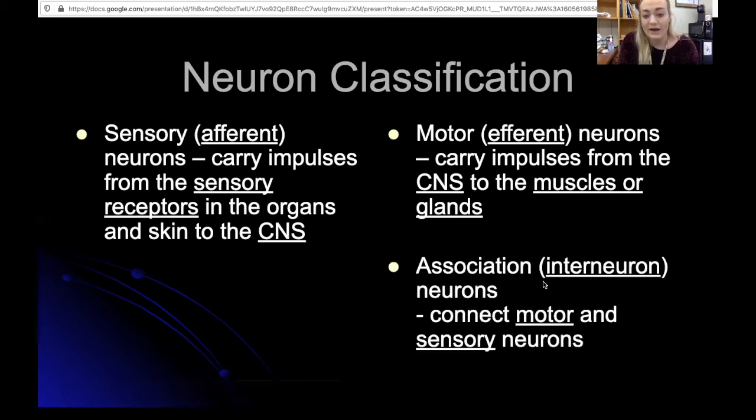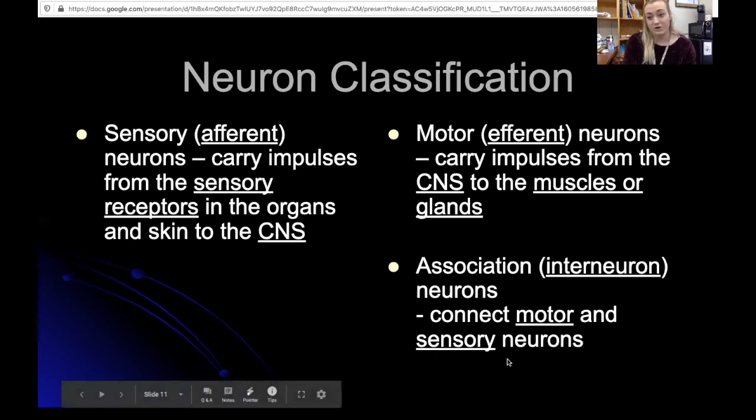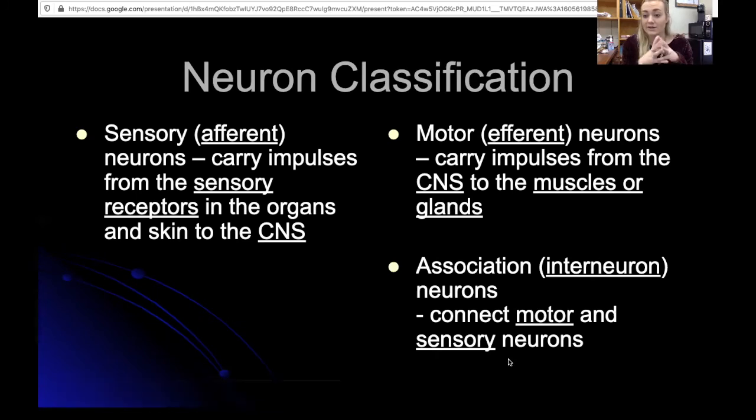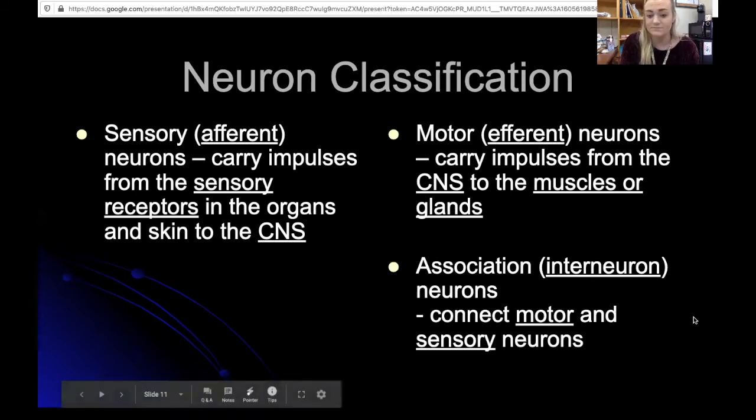All right, and then we have association neurons. So these are kind of our interneurons. So these are the kind of in between. But these are going to connect our motor and our sensory neurons. So they're the middleman. They're going to connect the two of these together to kind of form our pathway for sending messages throughout our nervous system.